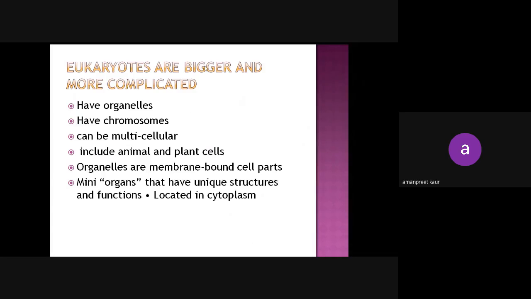The next is eukaryotes, which are bigger and more complicated. They have lots of organelles as compared to prokaryotes, and they have a chromosome over there, that is a linear DNA structure.